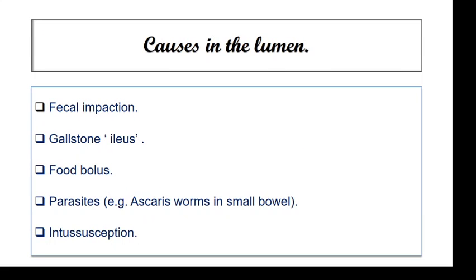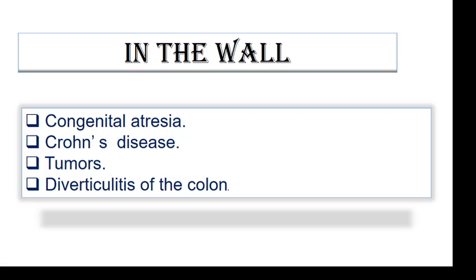The causes in the lumen are fecal impaction or the presence of gallstones, as in gallstone ileus, or a food bolus, or parasites, as in cases of Ascaris worm in the small bowel, or intussusception, where the intussusceptum passes inside the lumen, causing an obstruction. In the wall, there is congenital atresia, inflammatory bowel disease like Crohn's disease, which is a transmural disease causing obstruction, or a tumor of the bowel, whether small or large bowel, or diverticulitis of the colon, when the diverticulum gets inflamed and thickened with edema and obstructs the lumen of the colon.